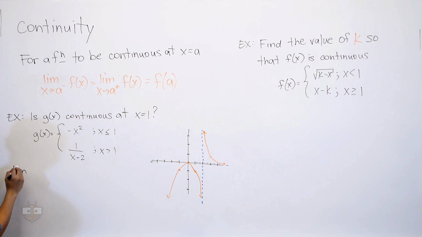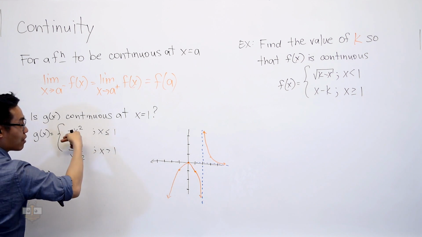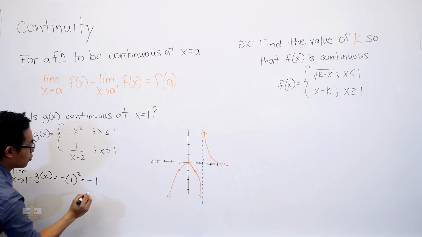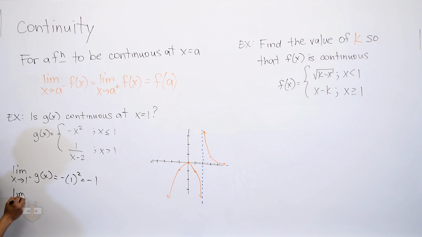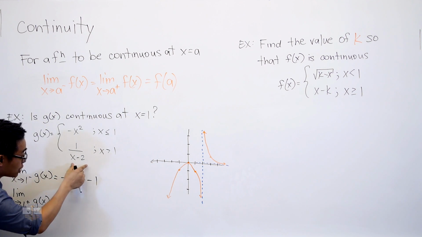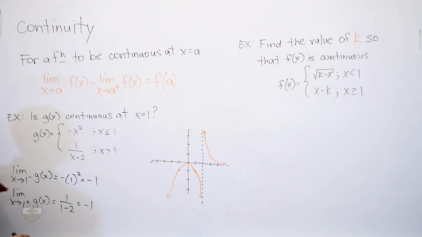So the limit as x approaches 1 from the left of this function, g of x, is going to be equal to, who am I going to sub in for here? I'm going to sub in for this function here because from the left of 1 is there. So it's going to be negative 1 squared, which is negative 1. If I take the limit as x approaches 1 from the right of g of x, which function am I going to sub into? It's going to be this one. It's going to be 1 over 1 minus 2, which is negative 1.